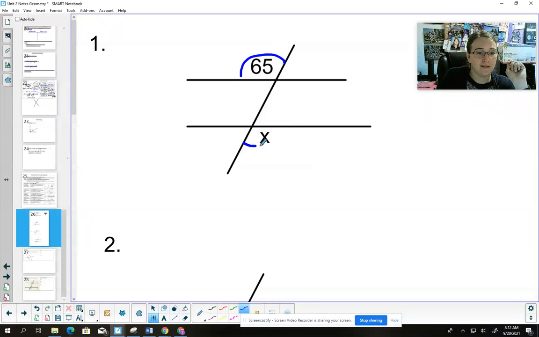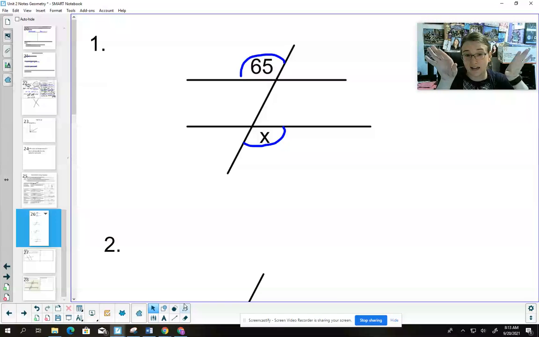So here's 65 and here's X. Your first step is to figure out, are they corresponding, alternate interior, alternate exterior? What do we think? Hopefully we're getting used to this. Again, think inside, outside the river, same side of the bridge or different sides of the bridge. And then if it's not any of those, remember that corresponding is still an option. So what do we think for the name of this one?